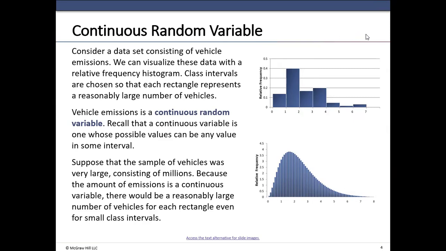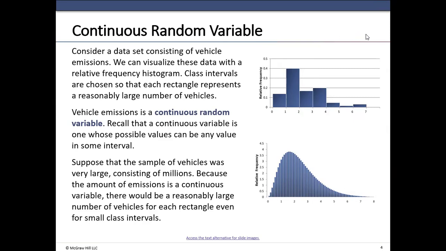Suppose that the sample of vehicles was very large, consisting of millions. Because the amount of emissions is a continuous variable, there would be a reasonably large number of vehicles for each rectangle, even for small class intervals. So the difference between the top diagram and the bottom diagram is that in the bottom diagram, we have millions of vehicles. So we have divided the groups of data. 0 to 1 has been divided into many groups in between 0 and 1.